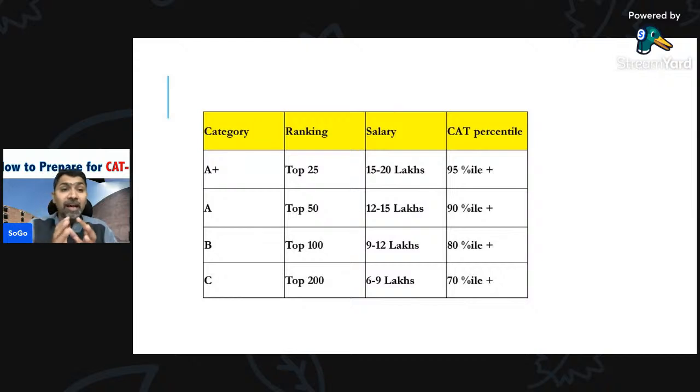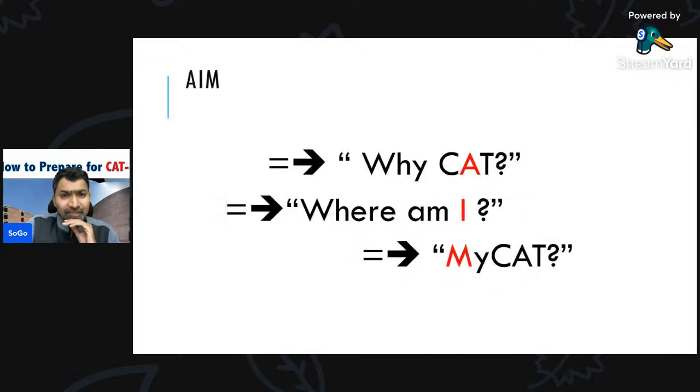According to that percentile, you try to see what could be your target. You can target 1 level up, you can target 2 levels up, right? Okay, then you need to make an aim of CAT.